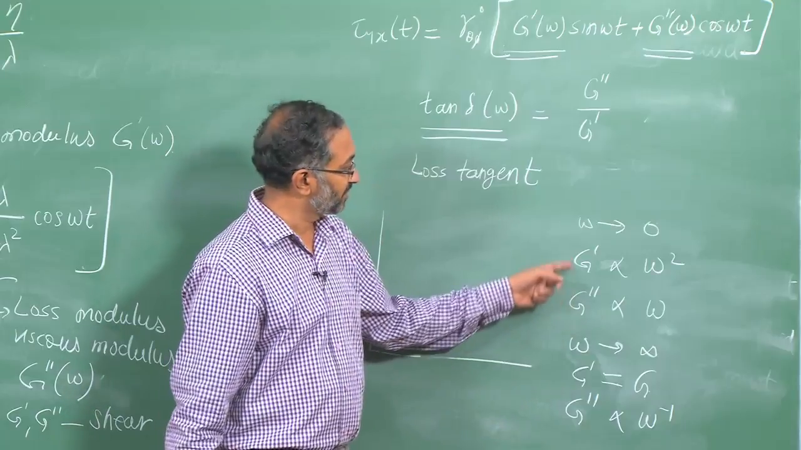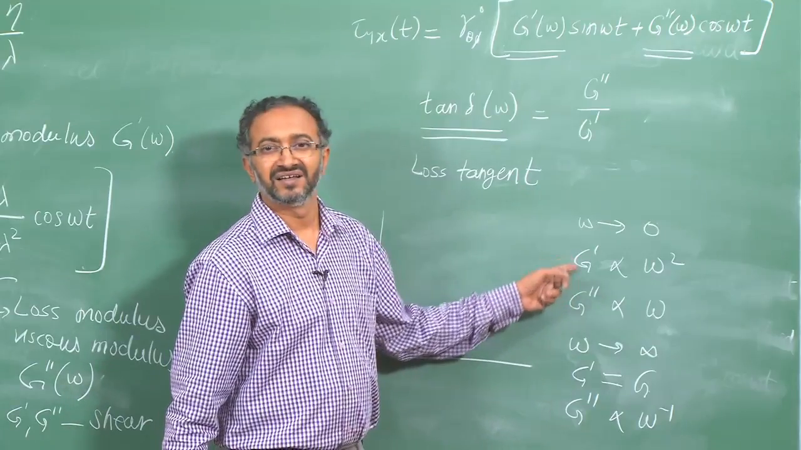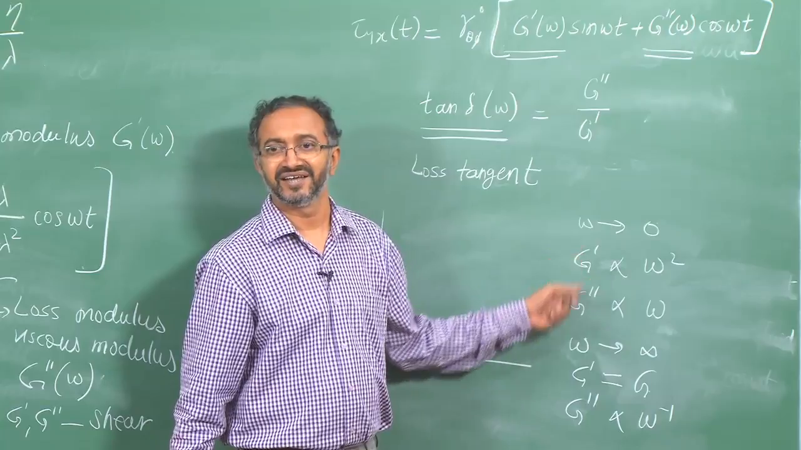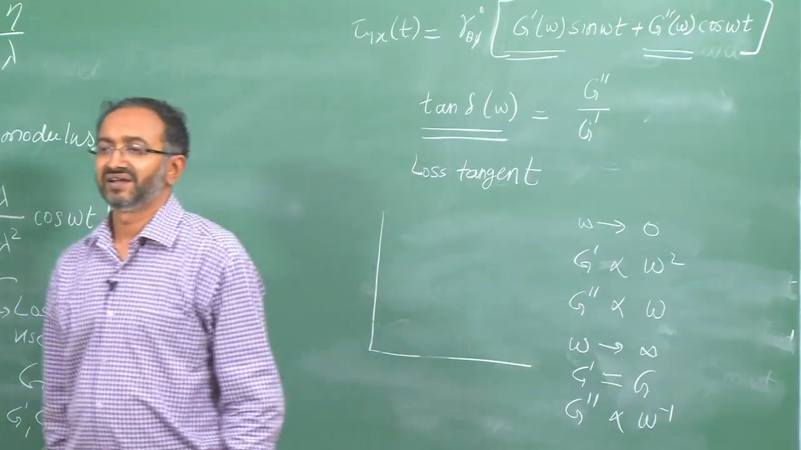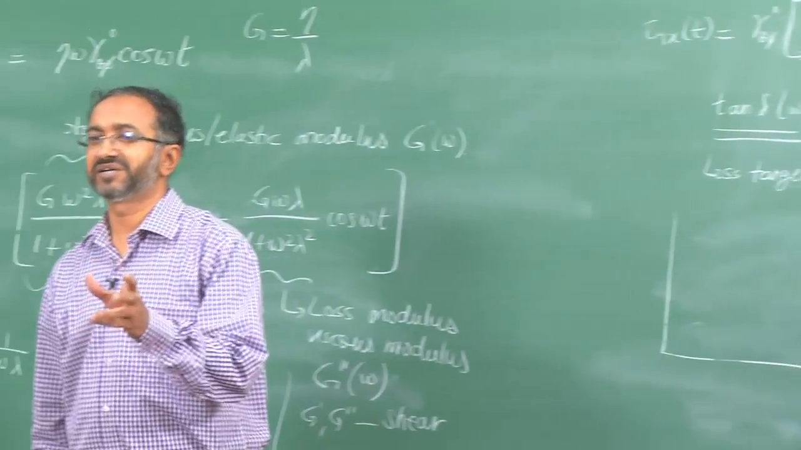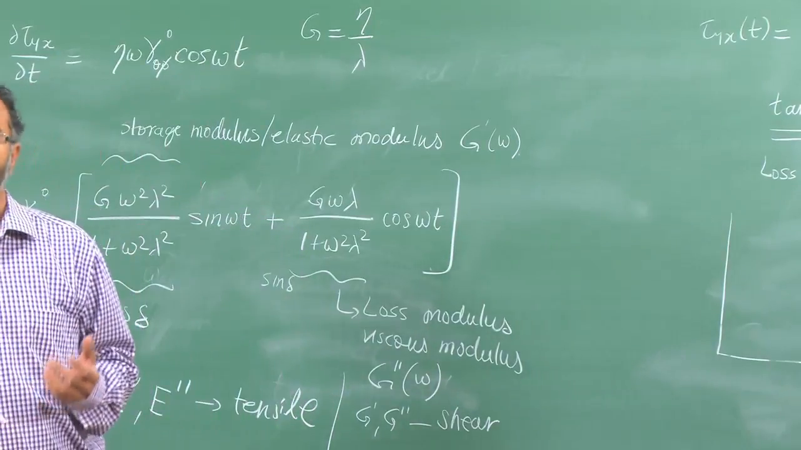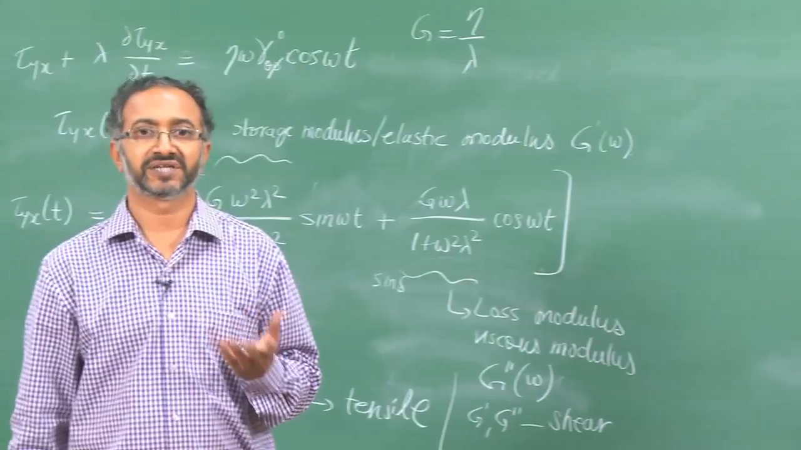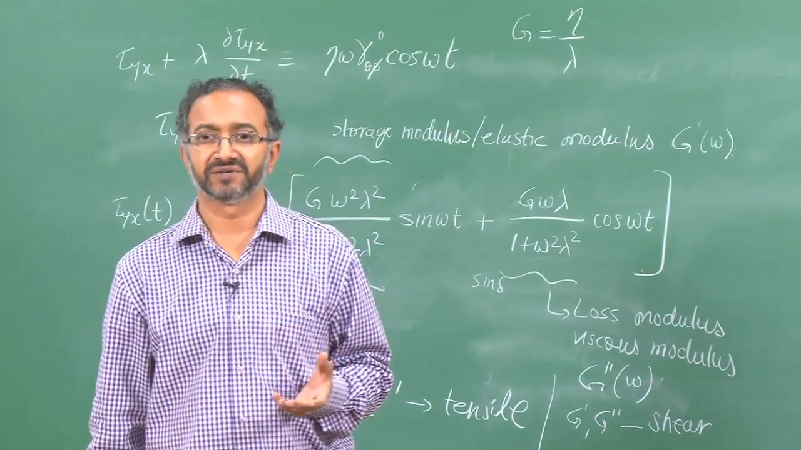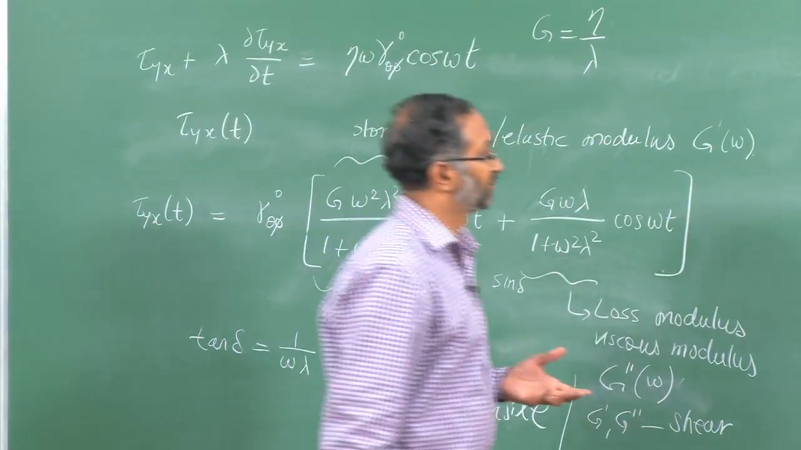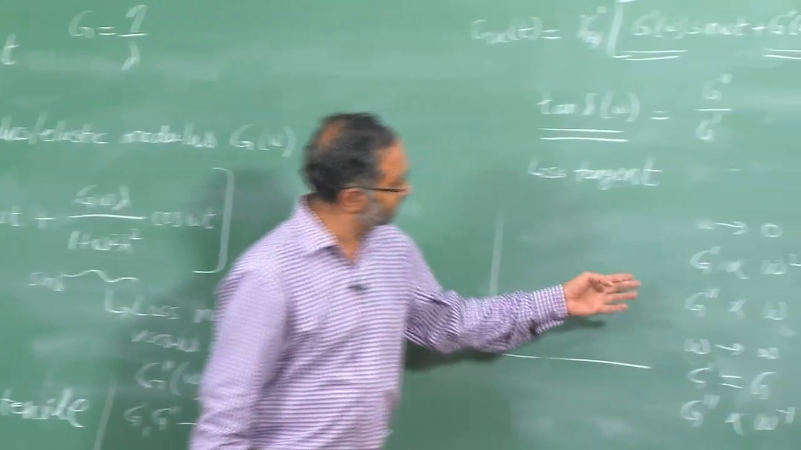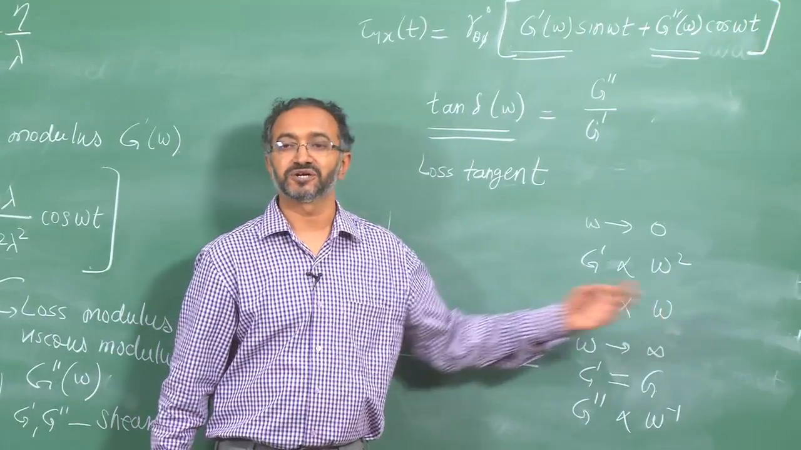Similarly, what about this? Does it make sense, any of these? At low frequencies we are giving the material enough time so that all the viscous contribution is there, all the relaxation processes can take place, a purely dissipative response. So, does it make sense that G double prime is proportional to omega?